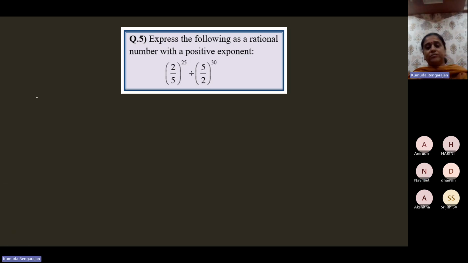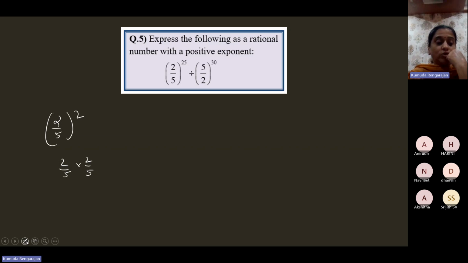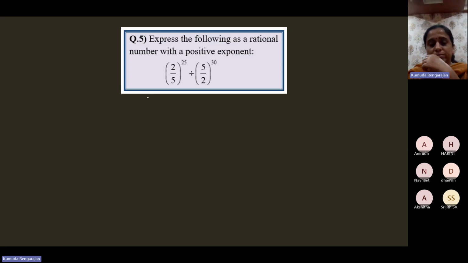Now listen to me. The bases are different, the powers are different, and the power is so huge. If it was 2 by 5 to the power 2, you can easily write 2 by 5 into 2 by 5 and find the value. Now this is 2 by 5 to the power 25 divided by 5 by 2 to the power 30. The bases are different, 2 by 5 and 5 by 2, the powers are different, but it's division. And it's not possible to multiply the base by itself 25 times and 30 times and find the value.